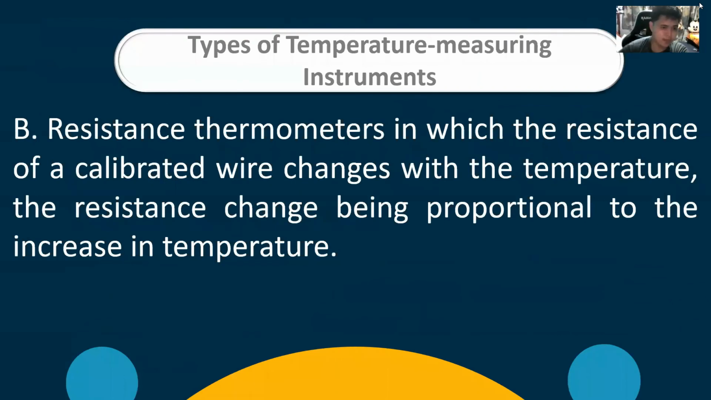Next, types of temperature measuring instruments. The resistance thermometers, in which the resistance of a calibrated wire changes with the temperature, the resistance change being proportional to the increase in temperature.